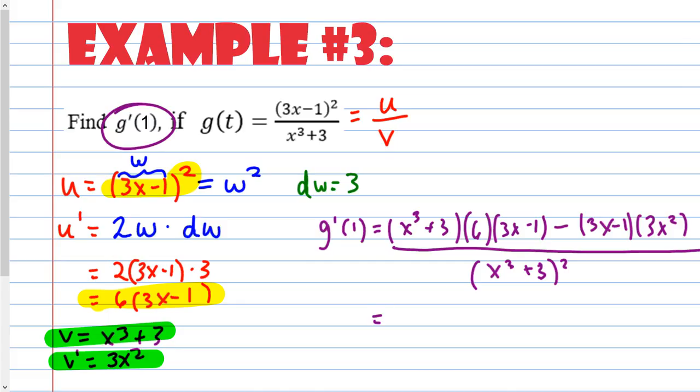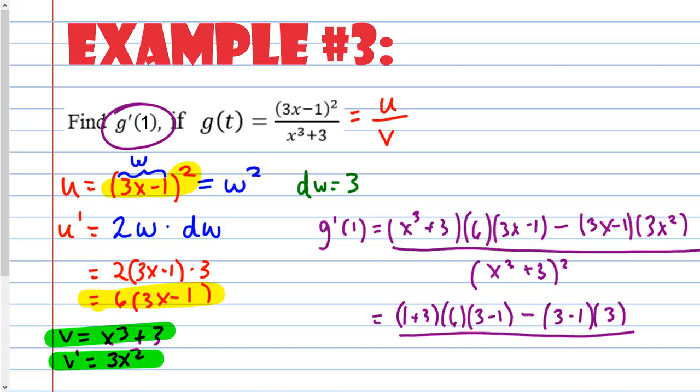So for every x, we're going to get 1. So 1 cubed, that is 1, plus 3, times 6 times 3 times 1, which is 3, minus 1. All right, minus 3 times 1 is 3 again, minus 1, times 3 times 1 squared, which is just 3, divided by, and then I have 1 cubed, which is just 1, plus 3, and then that's getting squared.